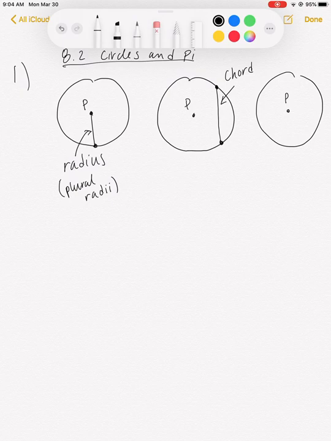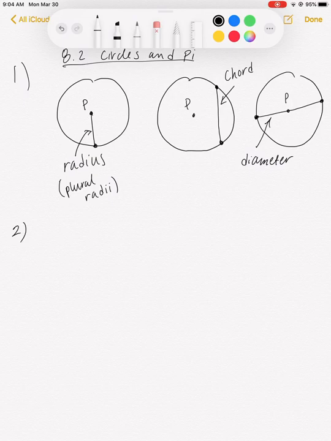And then on the third circle, draw a chord that goes through the center. Okay. What is this segment called? So we have this segment here, right through the center. And as you remember, this is called the diameter. Okay. So that's number 1. Let's go on to number 2.